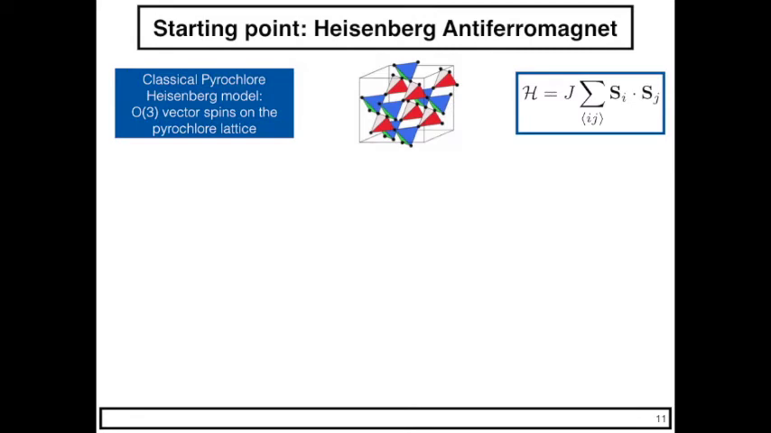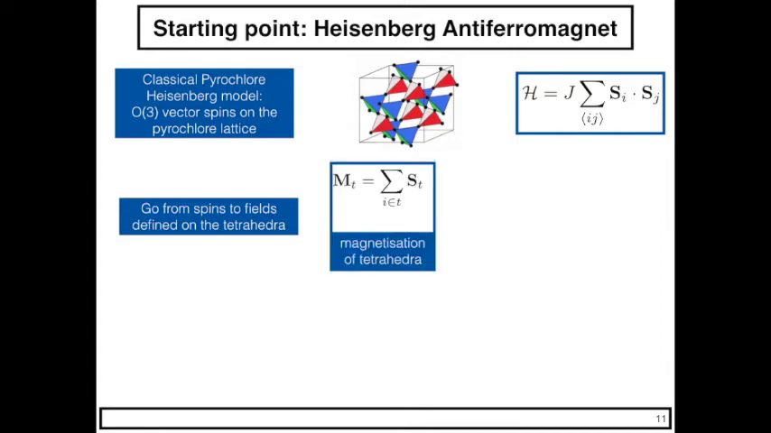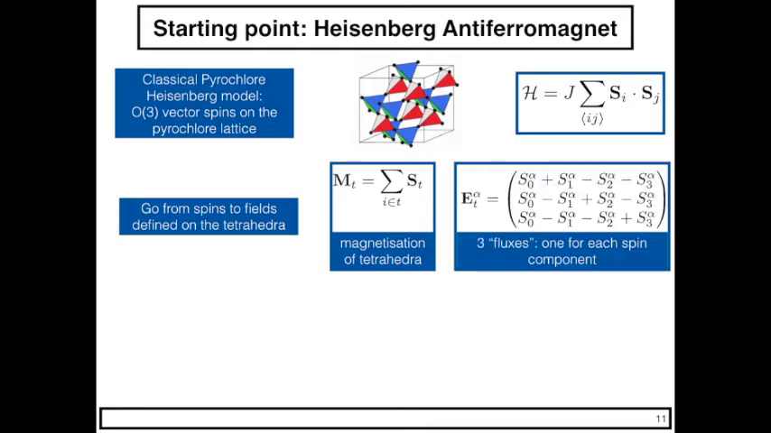The construction of our model begins by thinking about a very well-studied model, the nearest neighbour classical Heisenberg model on the pyrochlore lattice, which is this network of corner-sharing tetrahedra. To study this Heisenberg model, it turns out to be very useful to rewrite the problem in terms of 4 fields defined on each tetrahedron. M, the magnetization of a tetrahedron, and 3 fluxes, which we will call E alpha, with 1 flux being defined for each of the 3 spin components.